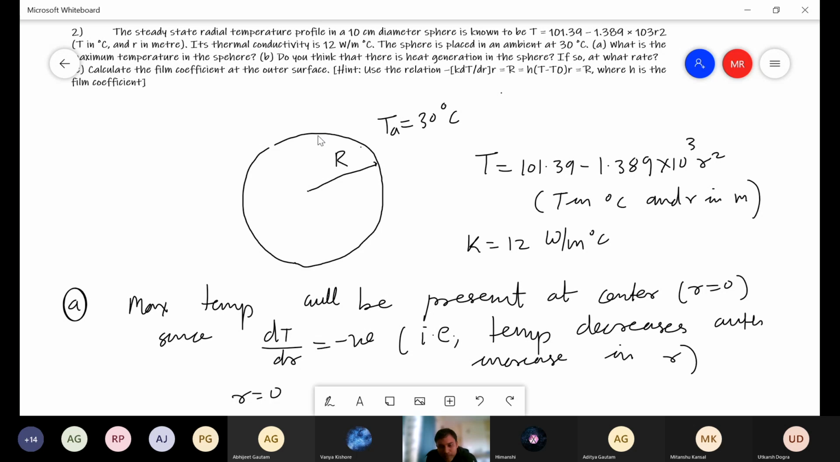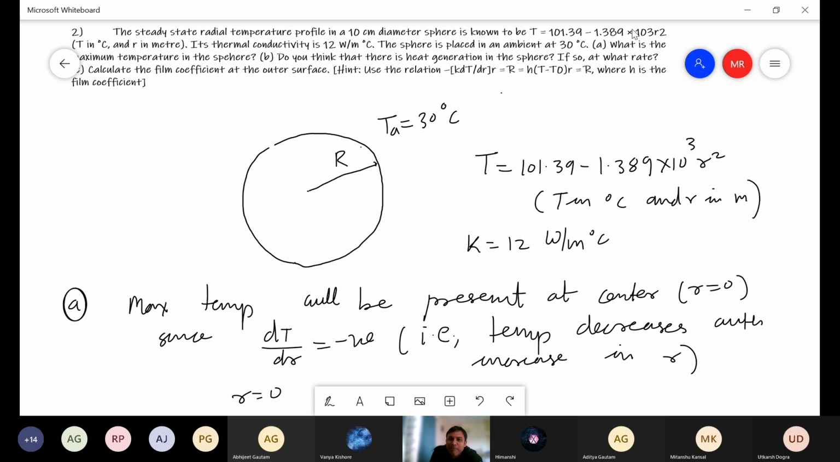Yes or no? And if heat dissipation is taking place outside and the center temperature has to be maintained at 101.39, definitely there has to be heat generation. Otherwise it is not possible. Do you agree?